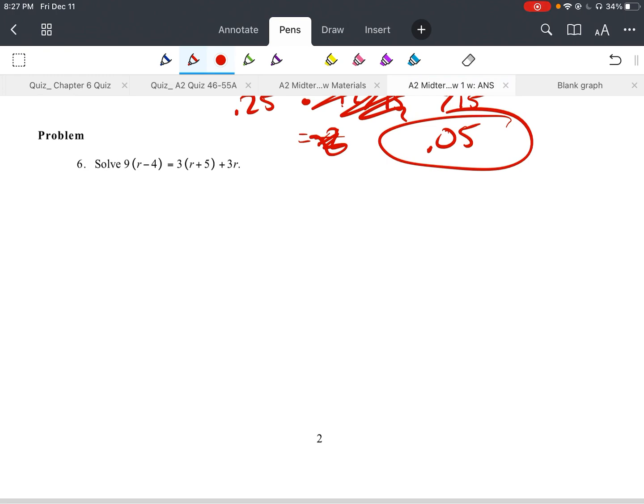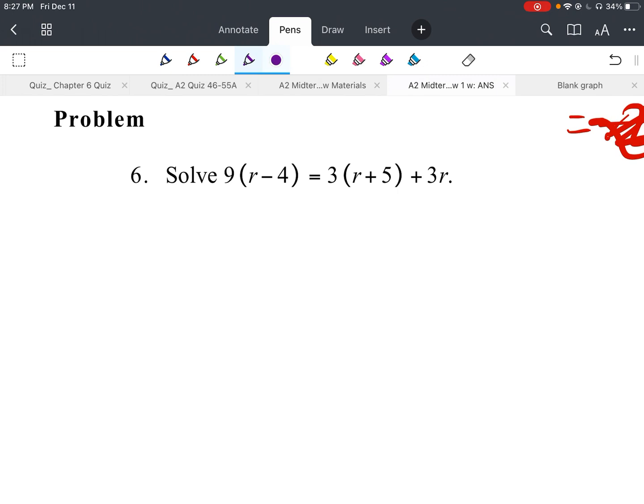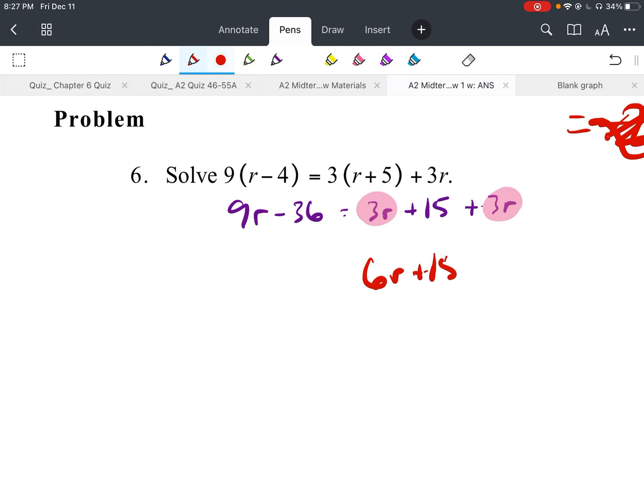All right, moving on, number 6. If you can't handle this one, you need to go back to Algebra 1. So I would distribute first. This is 9r minus 36 equals 3r plus 15 plus 3r. Now that you've distributed, you're going to simplify each side, combine like terms. This is 6r plus 15 equals 9r minus 36.